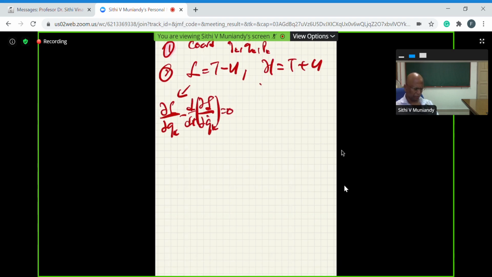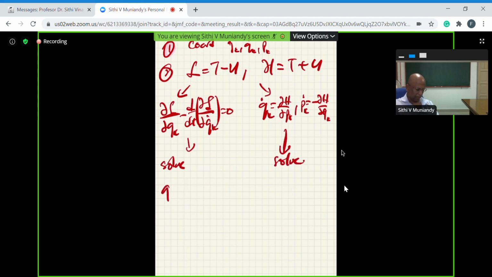If you follow this route, you have the equation of motion for qk in terms of pk, and then you have the pk. So you have pk dot equals minus dH over dqk. You solve this, and again you get your qk, and then you can also determine your qk dot. So this is known, you solve, right? How does it change over time?